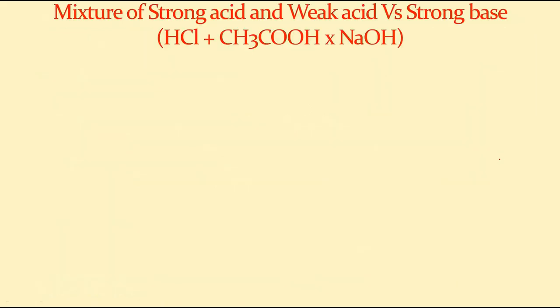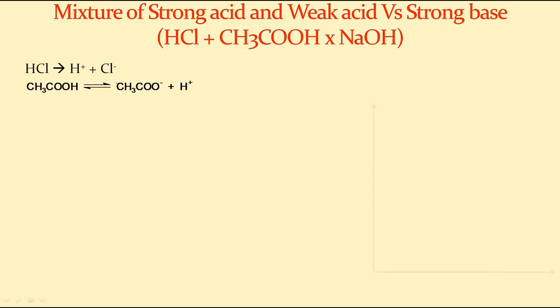Next, the last experiment, mixture of strong acid, weak acid with strong base. So, a mixture of strong acid HCl and weak acid acetic acid is given, and we are going to titrate it against sodium hydroxide. This time, the acid mixture is taken in the beaker. We place the conductivity cell, and what is the initial conductivity?